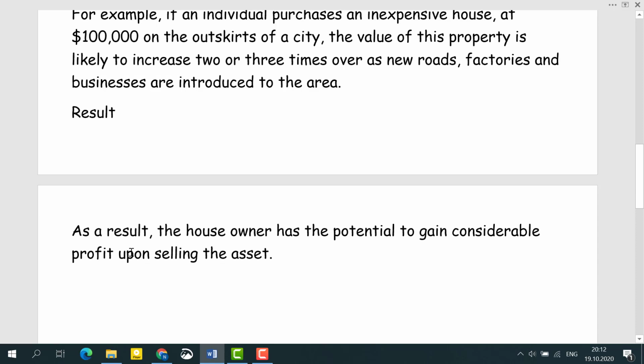Upon means after selling the asset. Remember, upon plus ing, upon selling, upon going, upon graduating from university. Okay, so upon plus ing. The asset means basically the property, okay, his house. So we need to paraphrase. We don't want to write the word the house over and over again. We need to show a wide range of vocabulary to the examiner in order to impress him, okay?